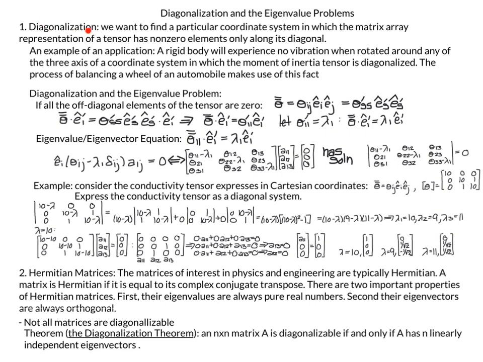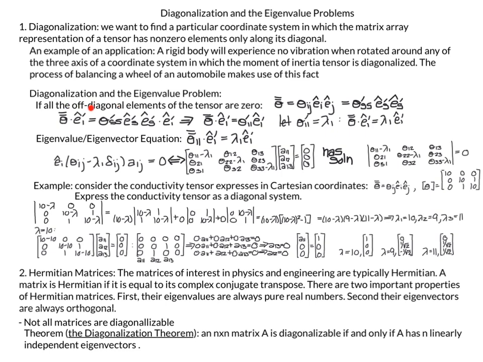First, we'll talk about diagonalization, which is finding a particular coordinate system in which the matrix that represents your tensor has non-zero entries only along its diagonal. So you're making a diagonal matrix with entries only on the diagonal. And there are several examples of applications. But then we'll go ahead and develop the diagonalization equations that we're going to use.